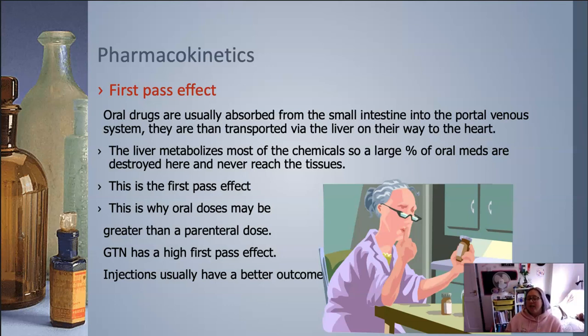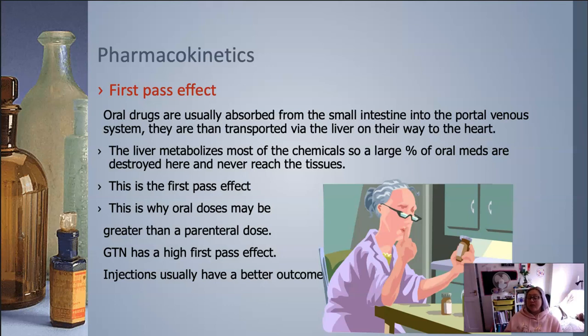So when it goes directly to the liver, something can happen to some medications, and this is called the first pass effect. As I said, the liver is our key metabolizing area. The liver metabolizes most of the molecules within these medications. So actually, a large percentage of the medications that we've just taken are destroyed here. They never actually reach the tissues of the body. And this is what the first pass effect is.